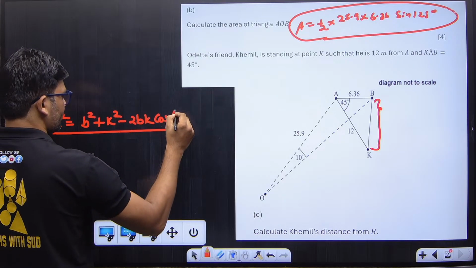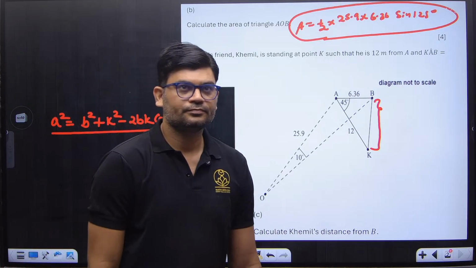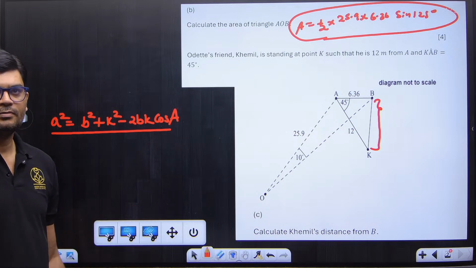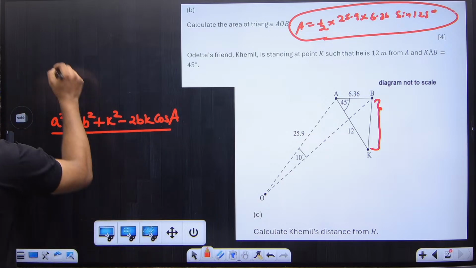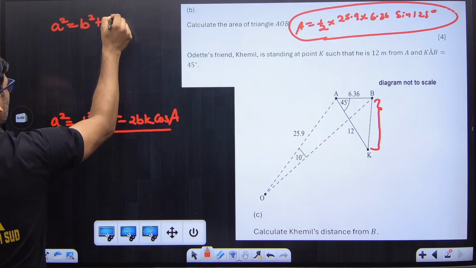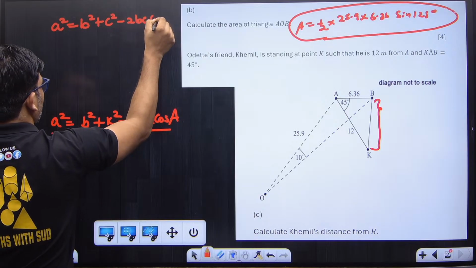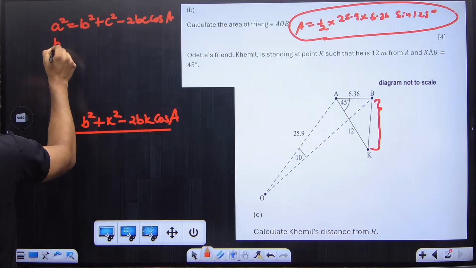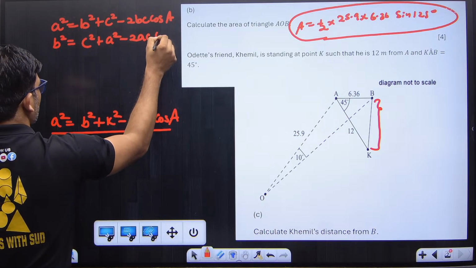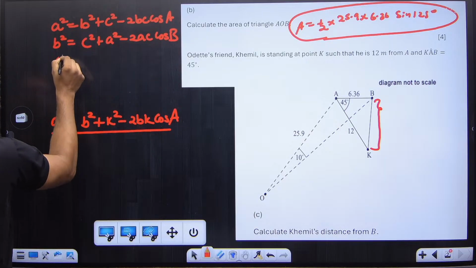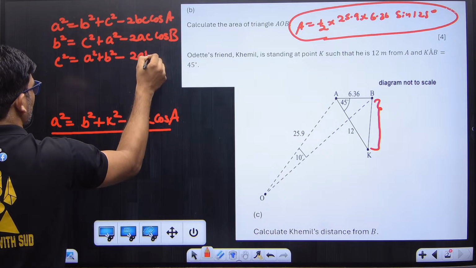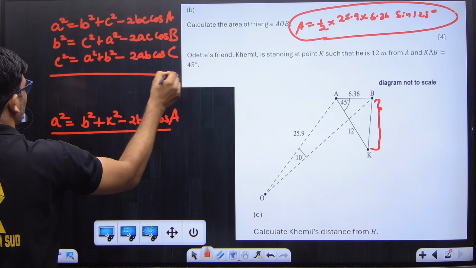Wait, what is this formula for cosine? This is cosine of angle A. So there is a cosine rule. I'm writing all the formula for cosine. So cosine says A square is equal to B square plus C square minus 2BC cos A. B square will be equal to C square plus A square minus 2AC cos B. And C square is equal to A square plus B square minus 2AB cos C. I want you to write all this formula.